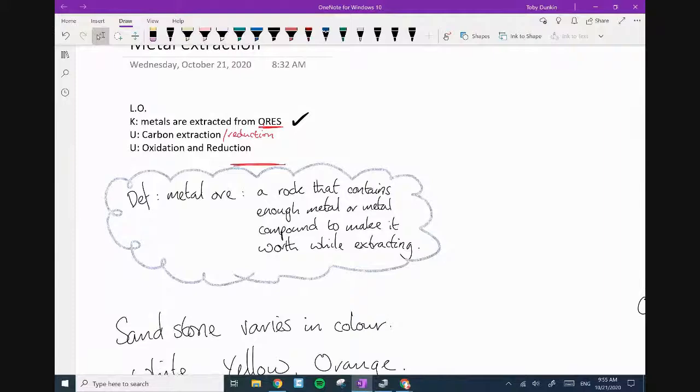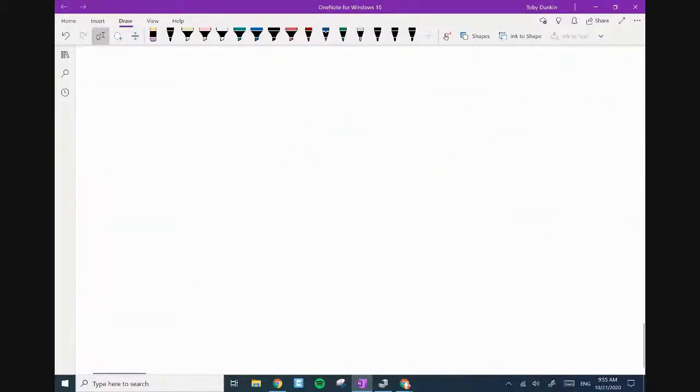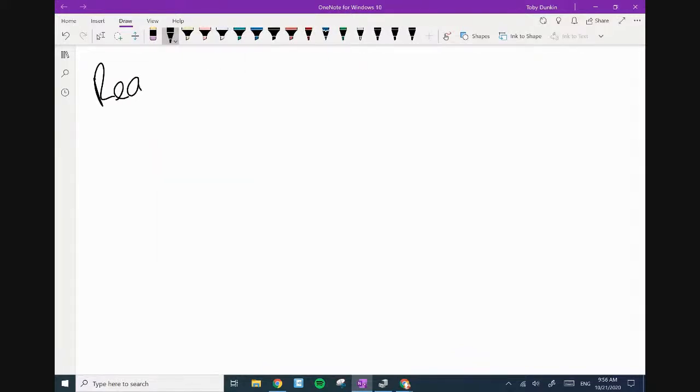Okay, so the next thing is carbon extraction. One of the things that we covered last lesson was the reactivity series. I'm going to attempt to write out the reactivity series, and I'm going to get it completely wrong. Please forgive me. Let's see how far Mr. Duncan can get. So it starts off with potassium. So we get potassium.